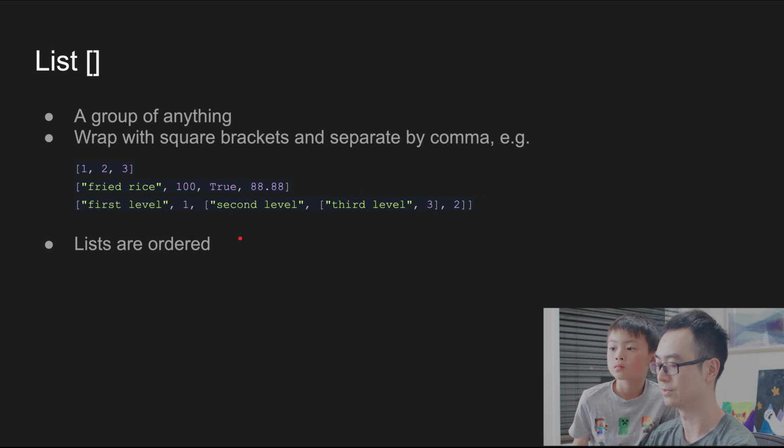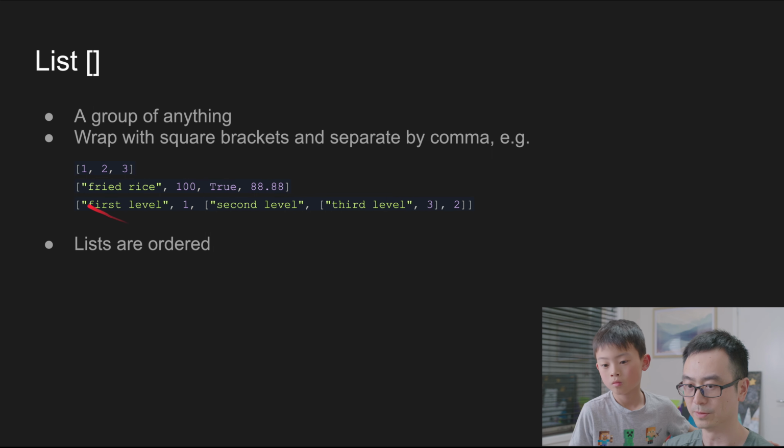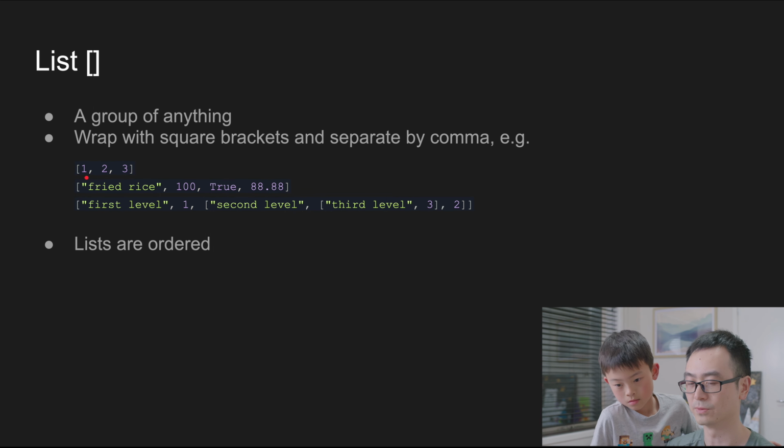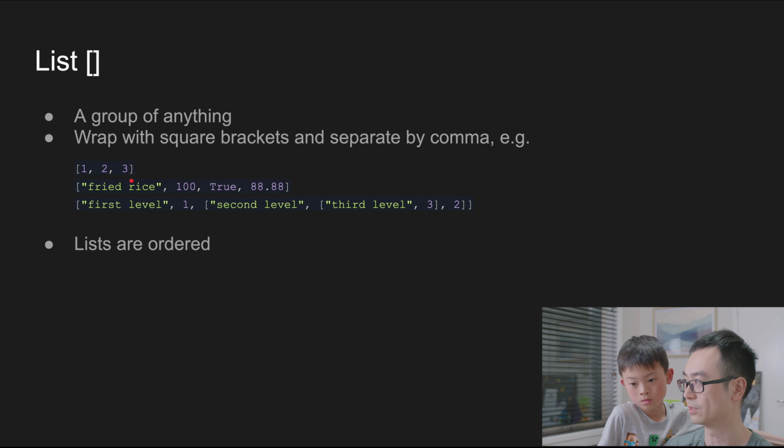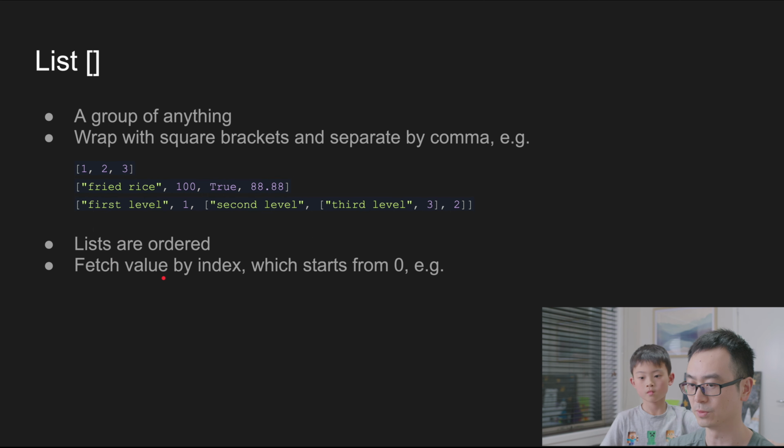So they have orders. For example, this one, the first one is the 1, then 2, and 3. They have orders, and when we get the items, the values in the list, we can get them by the index. The index starts from 0. So for example, although this is the first item, we call it item 0 basically. And then the second item, 2, is actually item number 1. So this is how we get it.